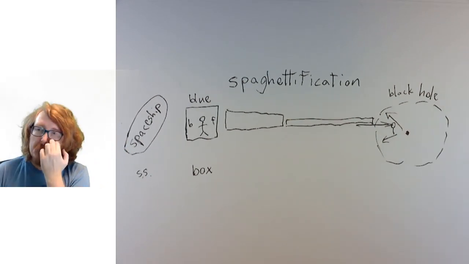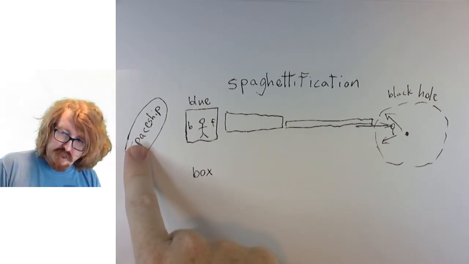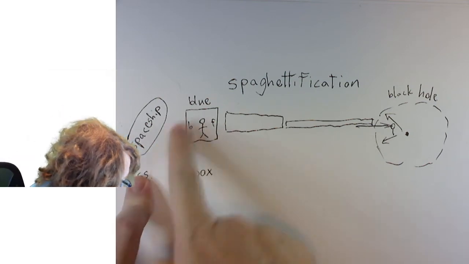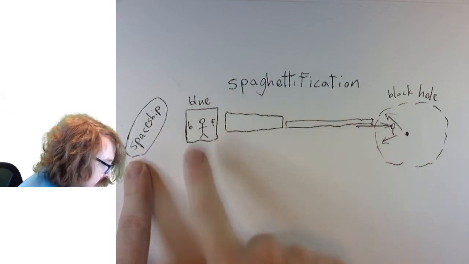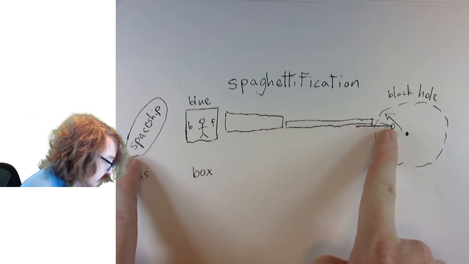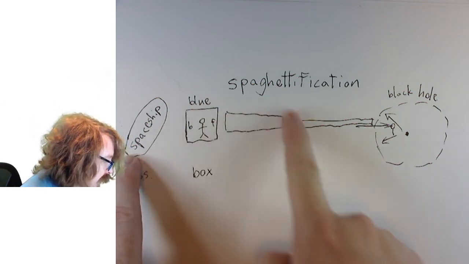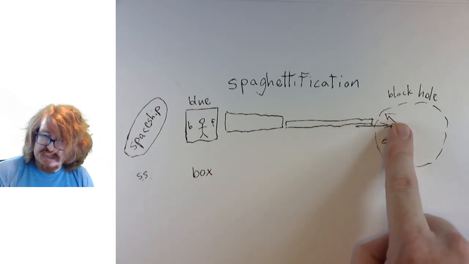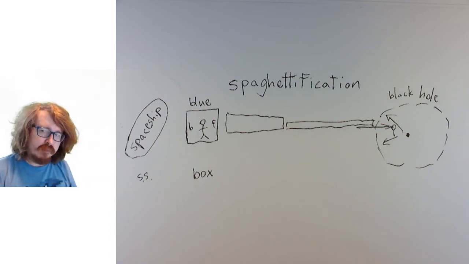So, review. From the spaceship's point of view, what happens to somebody as they fall into a black hole is they get spaghettified. Their color red shifts until they become invisible to the human eye. It eventually becomes radio. And their time would go slower and slower and slower, and then stop when they enter the black hole. That's the spaceship's point of view.